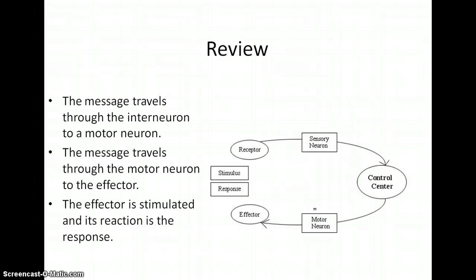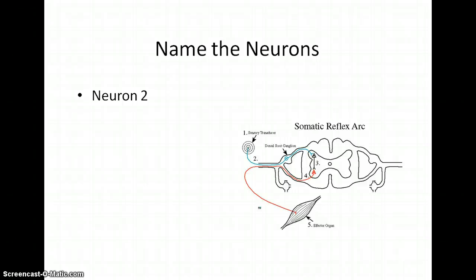All right, so quick review here. All right, stimulus, receptor, sensory neuron, control center, whether that be the spine or the brain, right? Motor neuron, and back to the effector. Okay. All right, quick test. Name neuron 2 right here. Yes, sensory neuron. 3. Interneuron. 4. Motor neuron. And we're done.